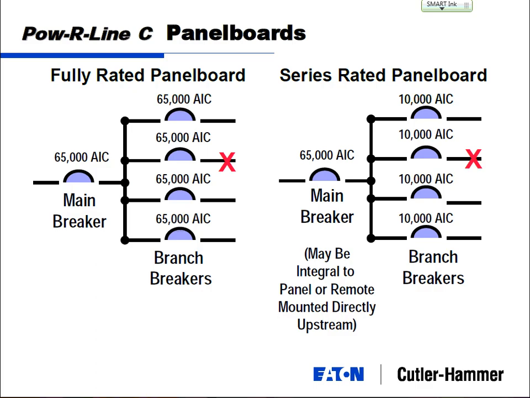Visually, this is a panel board that is fully rated. Everything is 65,000 amps. This is a panel board that is series rated. So I've still got my 65,000 amp main breaker, but I'm using these 10,000 amp branch circuit breakers.